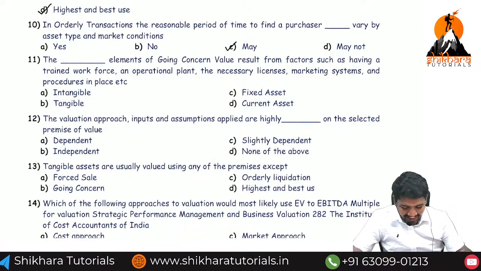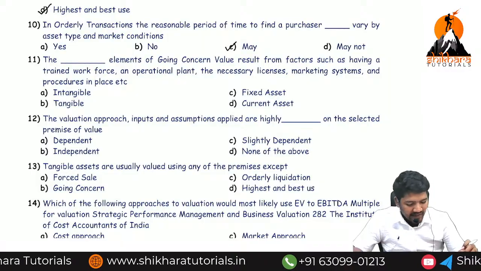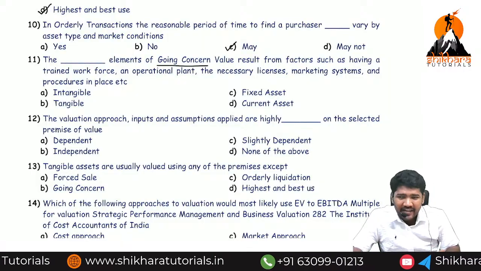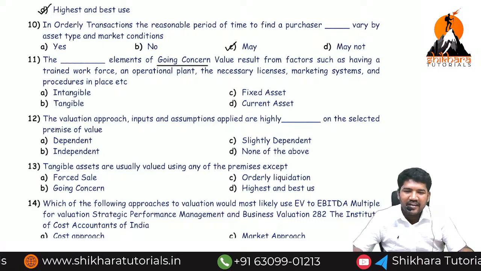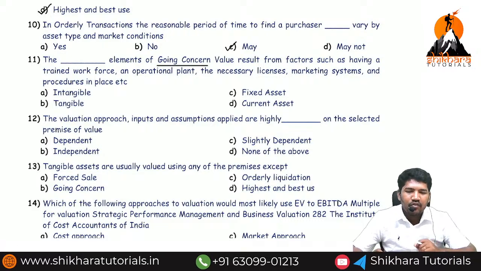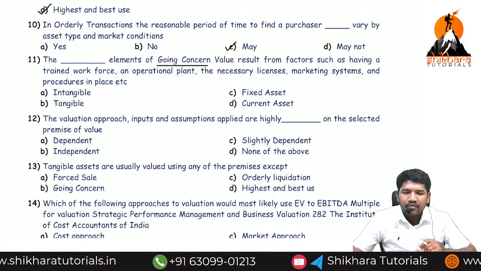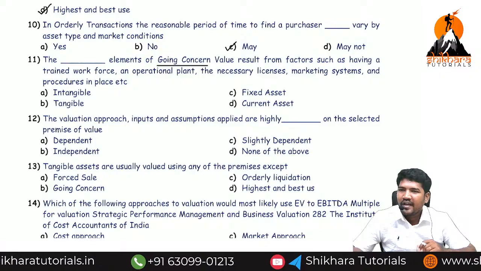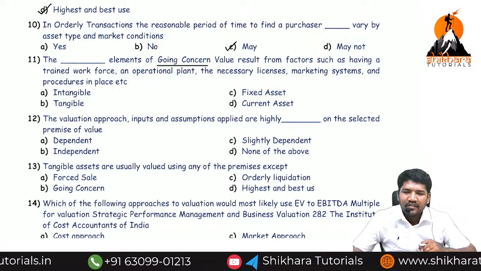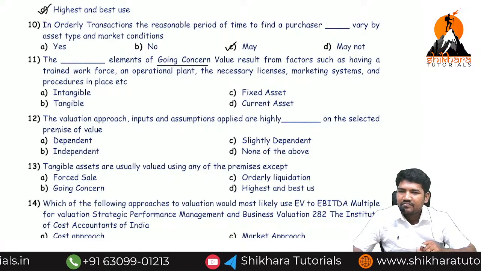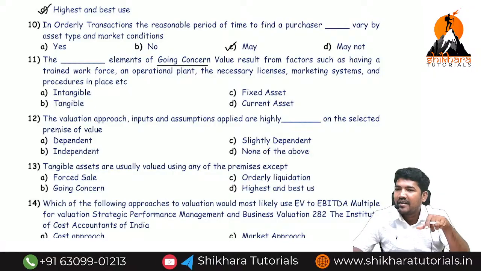Okay, done. The 11th one: the dash elements of going concern. Yes, I heard one word, going concern. It talks about intangible. Go and read the entire question. The dash elements of going concern value result from facts such as having a trained workforce. Can I use the word HR? Tangible or intangible? Operational plant. They're not talking about the plant, they're talking about the operation of the plant.